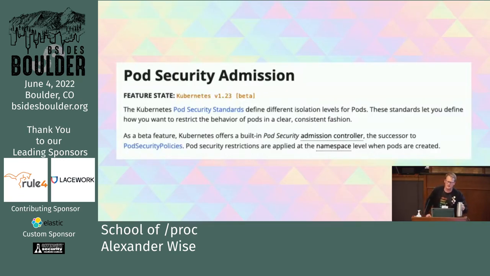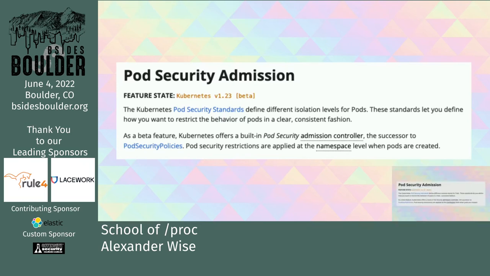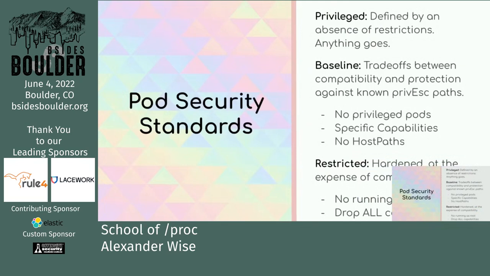So I like this first sentence from the pod security admission docs. Kubernetes pod security standards define different isolation levels for pods. These standards let you define how you want to restrict behavior of pods in a clear, consistent fashion. Pod security restrictions are applied at the namespace level when pods are created. So this is all about pod security standards. So let's dive into what those are. I said there were three levels, right? The first, privileged: basically no restrictions. If we're not going to stop every privilege escalation, we'll assume that the privilege can be escalated there. Let's not restrict anything.